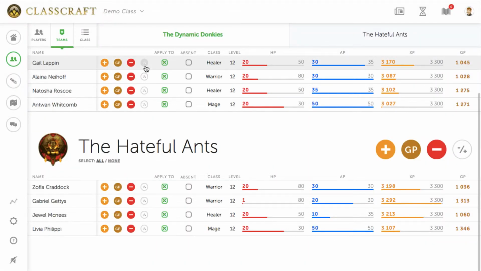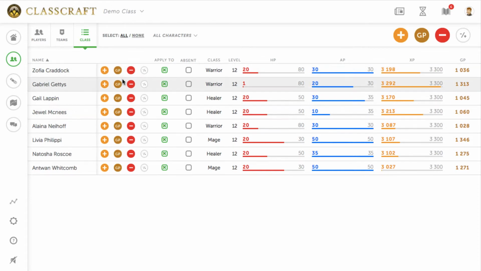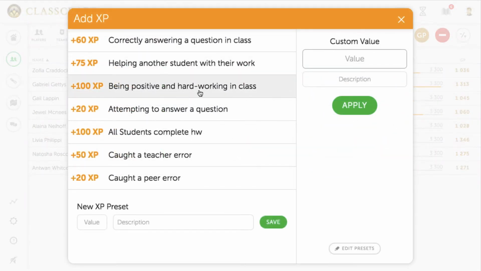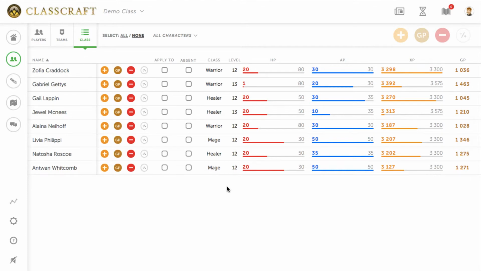And then let's say everyone happened to be positive and hardworking in this entire class, so I can actually go to the class list and say, okay, good job. Everyone was positive and hardworking. Make sure that all of these are selected. If there's someone absent, you can make sure that they don't accidentally get checked. And I'm going to say, yeah, everyone was positive and hardworking, plus 100 XP. Good job. And you can apply mass effects to all the class like this.